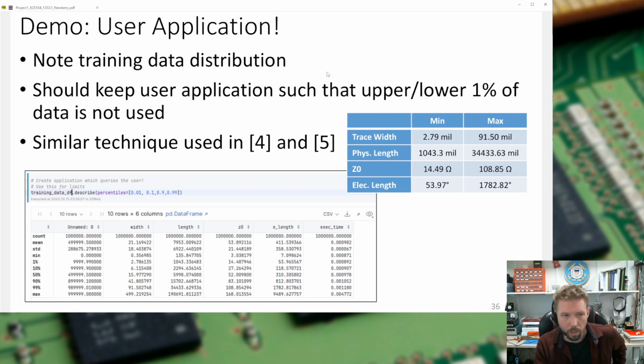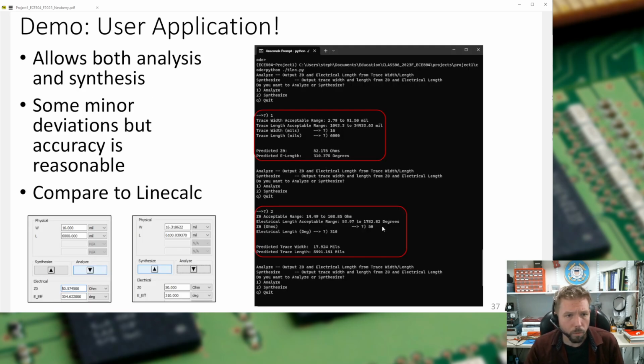Okay, so I wanted to note I created an application. I don't allow the user to input data that's outside of the middle 98% of the training data so that we can avoid the really poor accuracy there. And so I have an image here showing the distribution of the data. This console-based user application allows for both analysis and synthesis. Accuracy is reasonable compared to Line Calc.